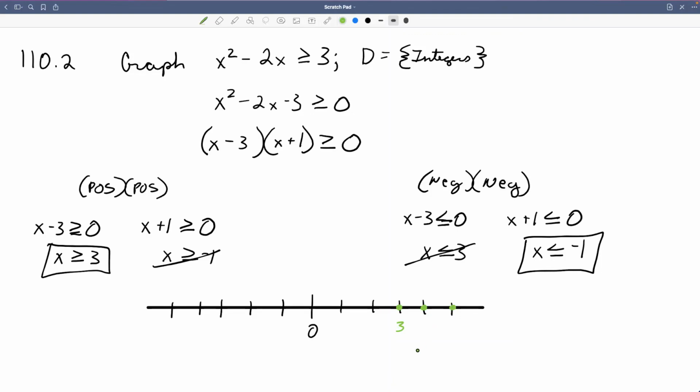Okay? And now I'm going to make a dot on the integers that are less than or equal to negative 1. This is a negative 1. So equal to or less than, just the integers. So I'm just going to make that dot. All right, and that is how we would graph this solution.